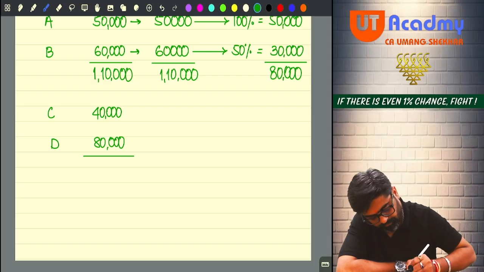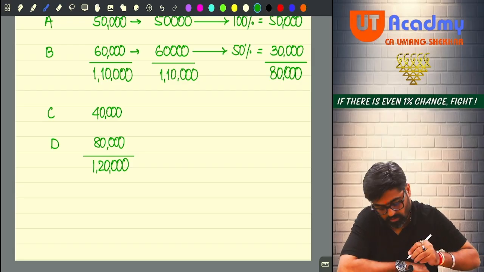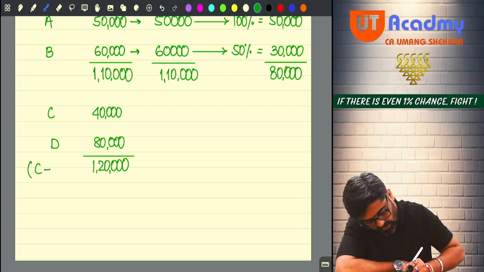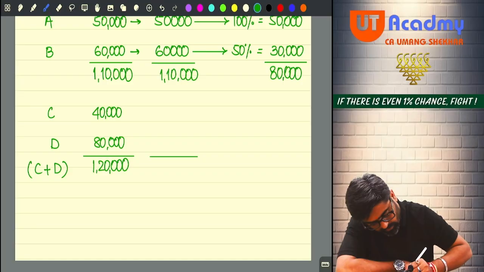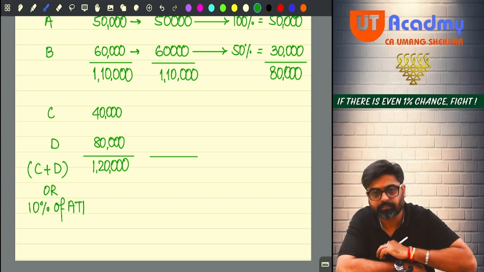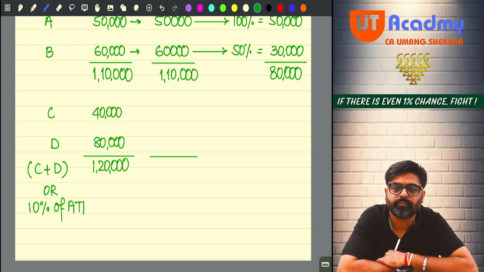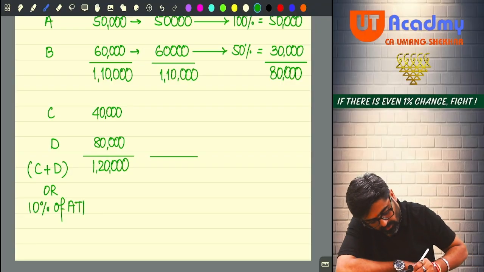The total is 1,20,000. Now pay attention. The total of category C and category D will qualify subject to a maximum of 10% of adjusted total income. Subject to 10% of adjusted total income. So first you'll have to calculate the adjusted total income. Now what is the meaning of adjusted total income?